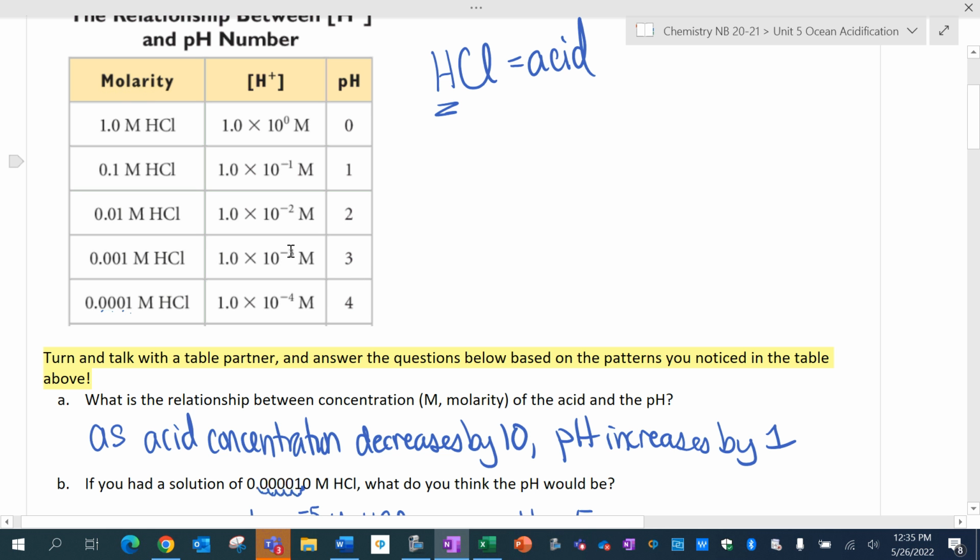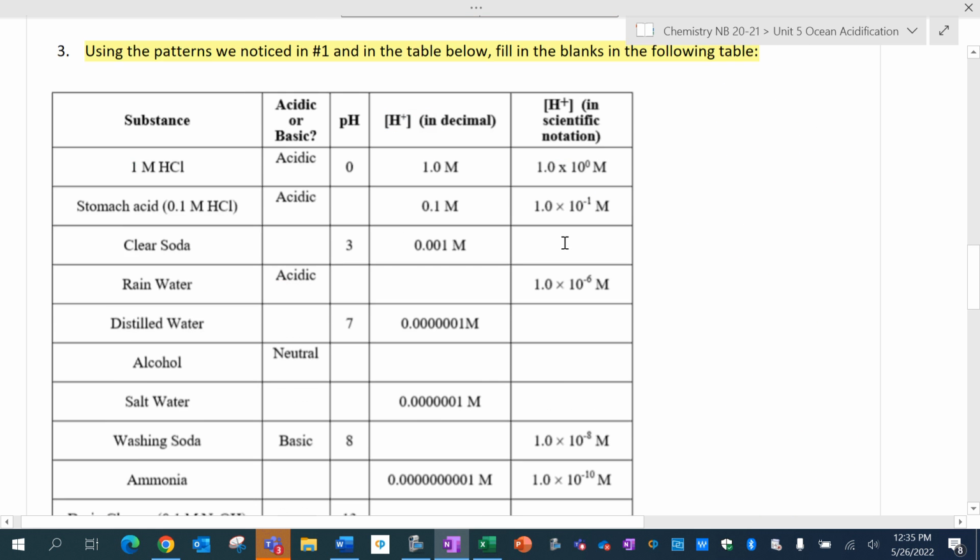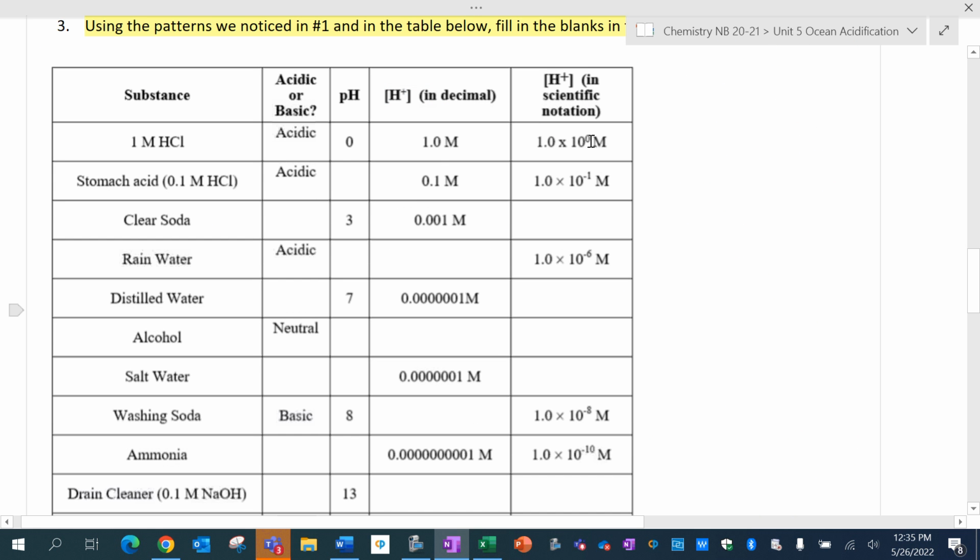So if this is a 3, that's a 3. This is a 4, that's a 4. So we want to use that pattern to make some predictions here. Notice how if this is a 0, the pH is 0. So in this number, if this is a 1, that means our pH is going to be 1. And then when our pH is 3, the scientific notation of this value would be 1.0 times 10 to the negative 3, and the pH is 3. Okay. Down here, 1 times 10 to the negative 6, the pH is going to be 6.